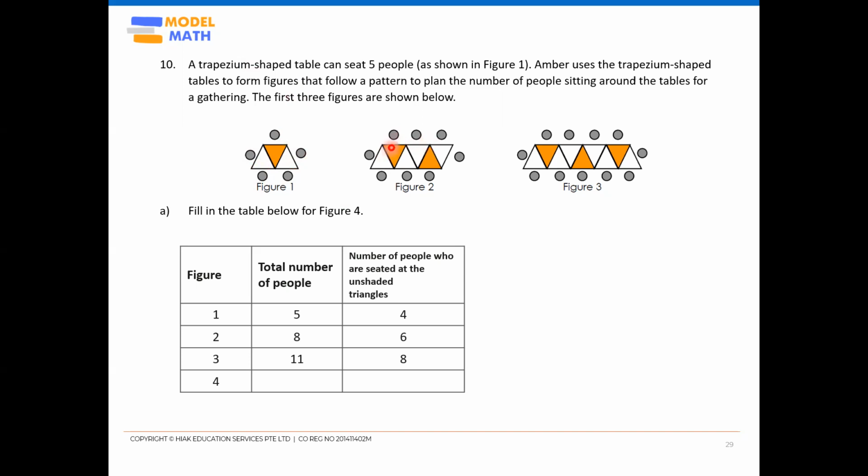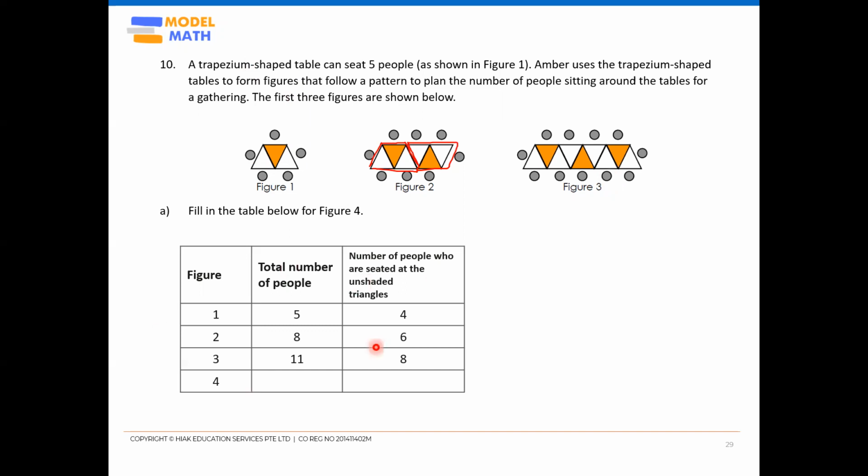Looking at figure 2, notice that there are 2 trapeziums this time. This is the first trapezium, and the second one is this one. It's just rotated the other way around. And same for figure 3, with 1, 2, and 3 trapeziums. So there's a pattern to the number of trapeziums that's related to the figure number.